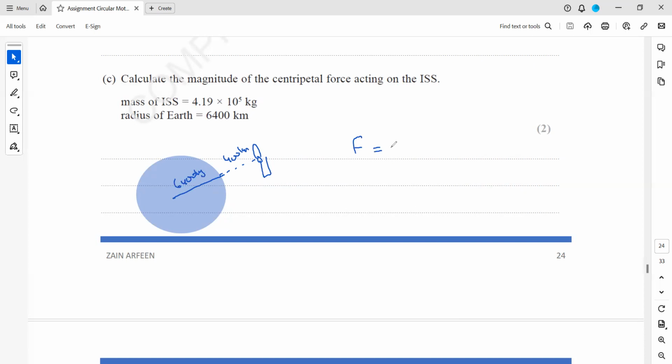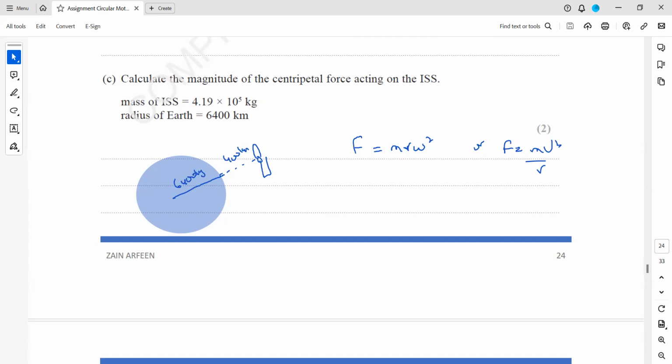So centripetal force is m r omega square. We can use that, or it can be m v square over r. But the speed is not given, so we can use this formula. Angular speed we already worked out in the previous part, so we just have to substitute. But importantly, you have to take the distance from the center, and the SI unit of distance is meters, so you have to convert into meters.